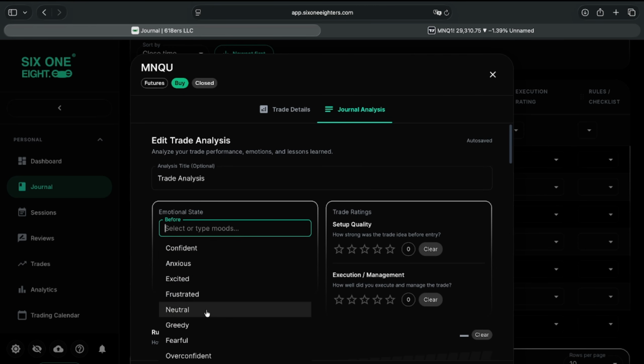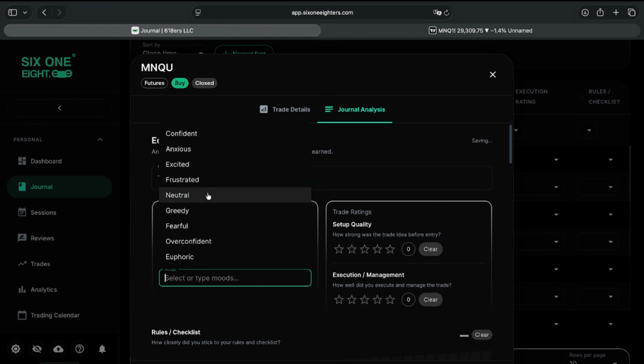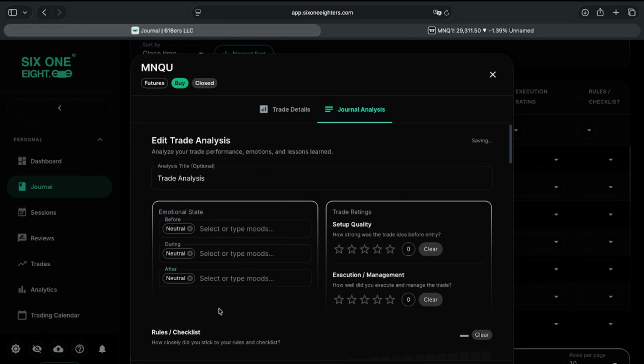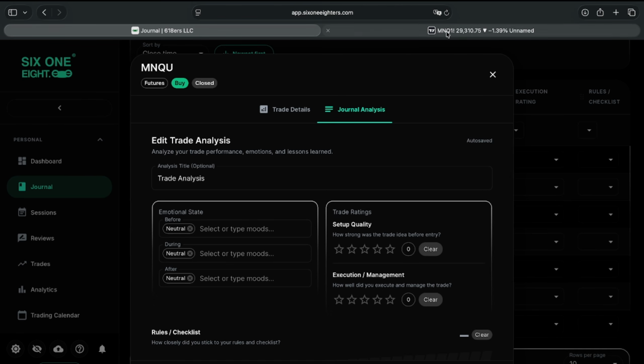Before, I was very neutral, and during I was also neutral, and after I was also neutral. I know this because I also track during my trades how I feel. So what happened here?